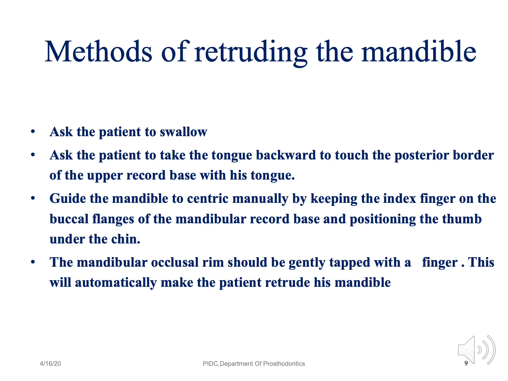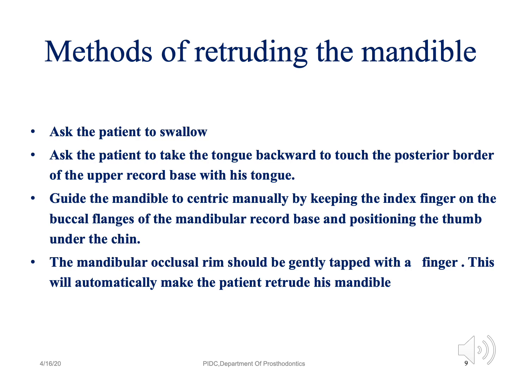As soon as he sips and swallows, there will be a slight minimal contact between the upper occlusal rim and the lower occlusal rim. As soon as this contact comes in, that is the position where the mandible is most retruded, and that is also your centric relation. Ask the patient to take the tongue backwards to touch the posterior border of the upper record base with his tongue. When he does that and he closes, the same thing happens.